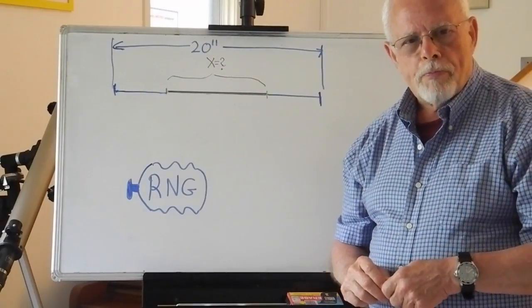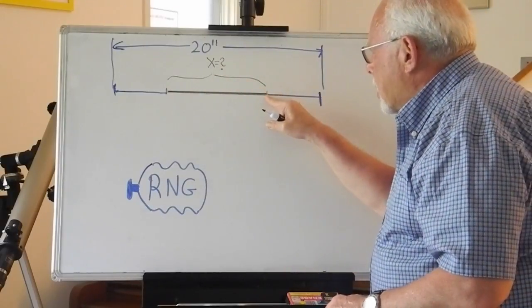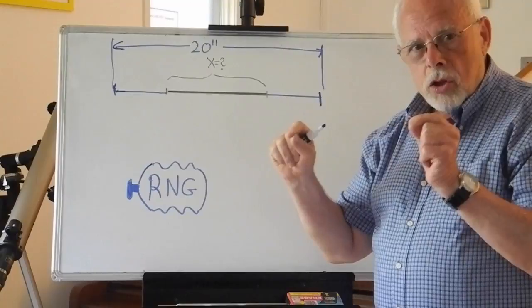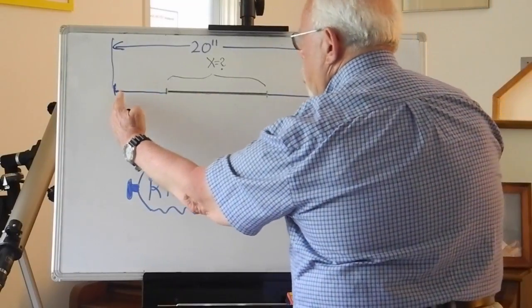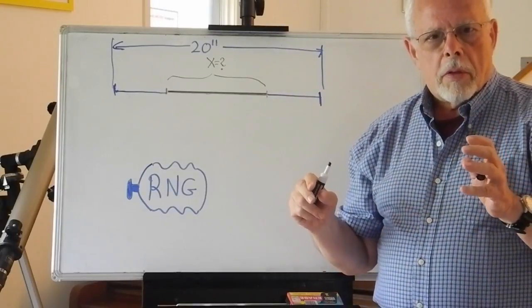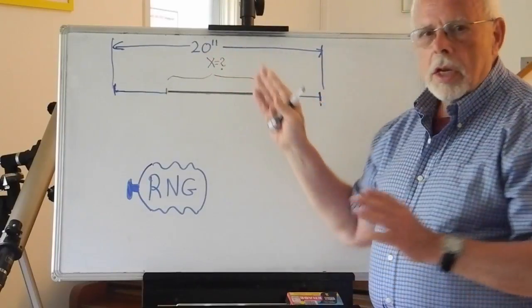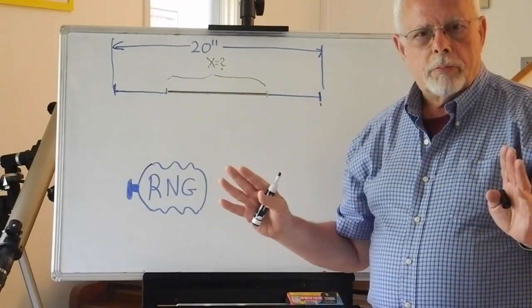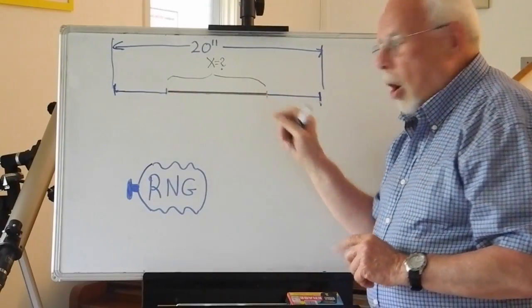Here is what I do. I put this segment of the unknown length inside a larger segment of known length. This, from here to here, is 20 inches. Known. What I don't know is how much x.